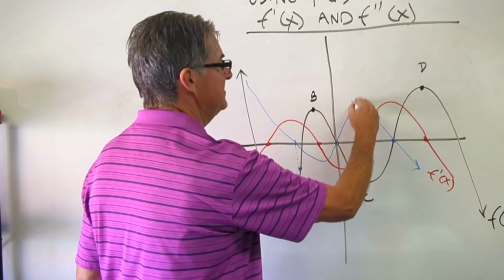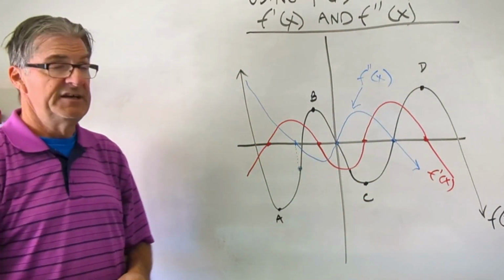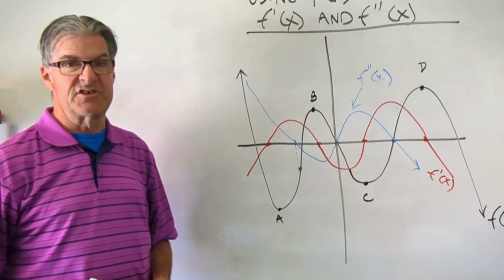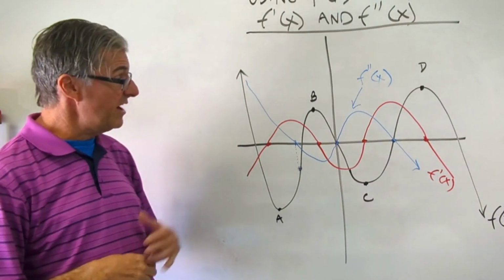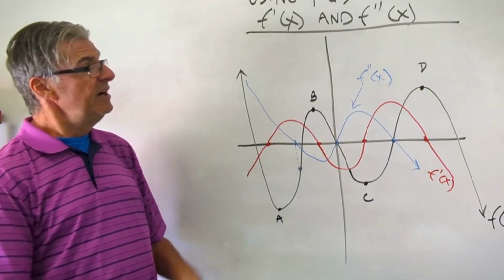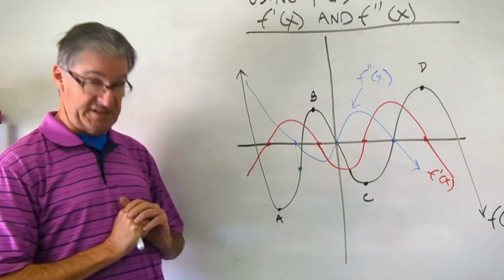So this is f double prime of x, or the second derivative. Now, this graph was a little confusing. If I put one of these on a test or a quiz, I'm going to have to pay attention and be careful when I grade your work. But basically, that's how to graph the first and second derivatives based on the function itself.